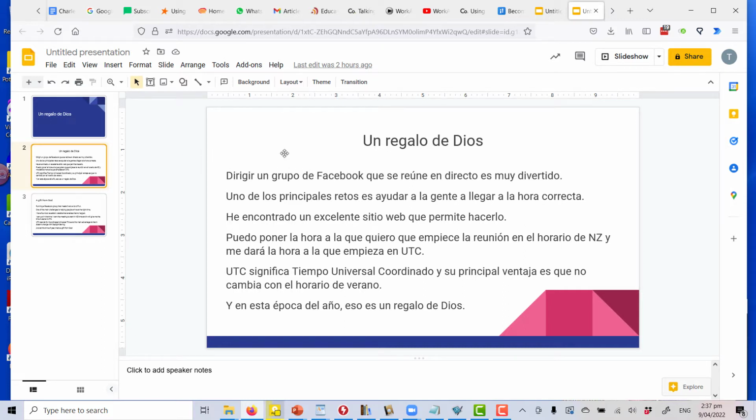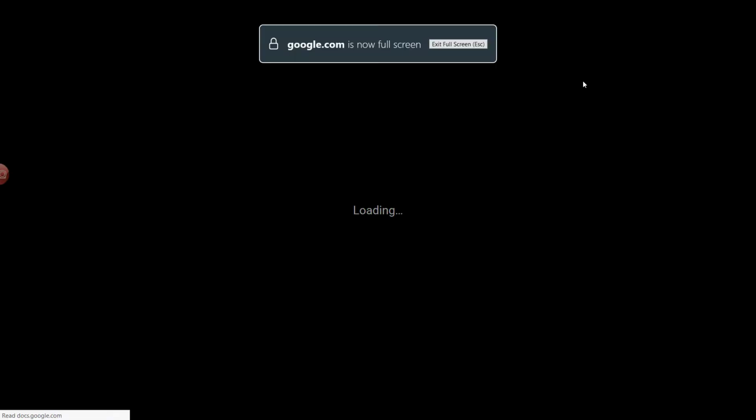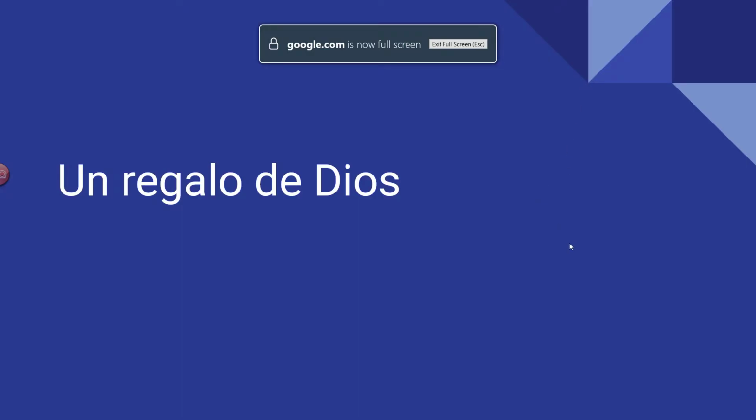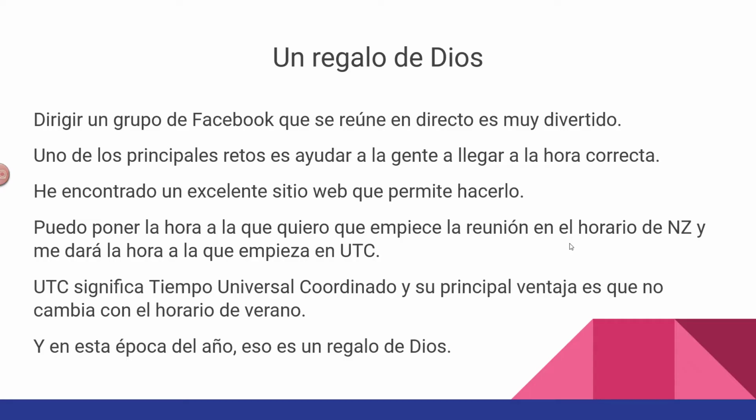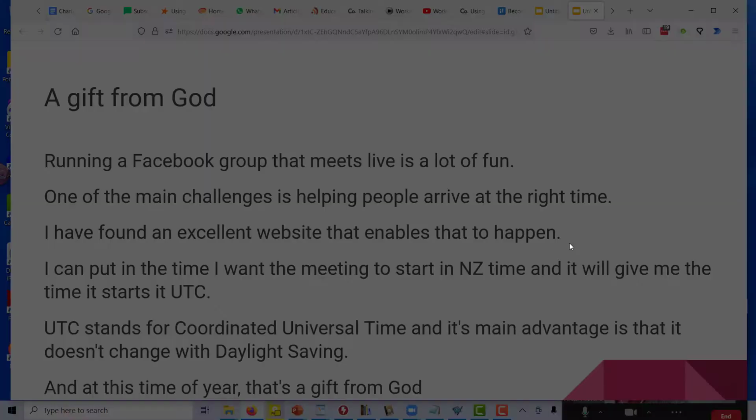Now, so this is all ready to go as a slideshow. So normally to make that go, you hit slideshow, right, and then you work your way through it by pushing the space bar. And then what I would do is read this: Un regalo de Dios, dirigir un grupo de Facebook, blah blah blah. Okay, so I'd practice that a few times. I'm just going to escape out of that.